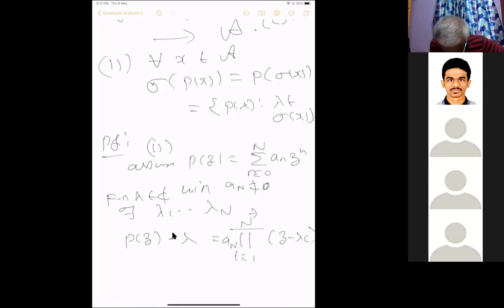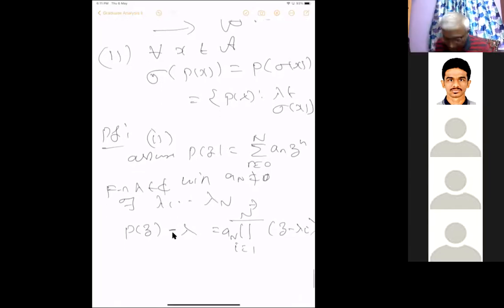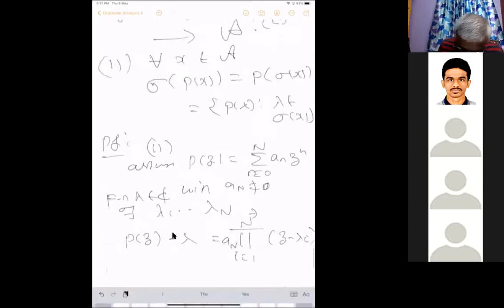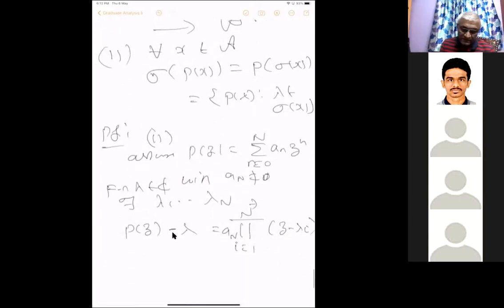It's over the complex field. Okay, so because of that, if we take any lambda in C, then this is true. Because a_n is not equal to 0, you can take the a_n out and you can write it like this. Okay. Now we want to prove that sigma of p(x) is equal to p of sigma of x. That's what we want to prove.